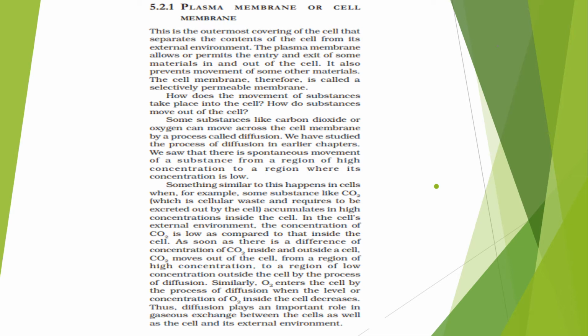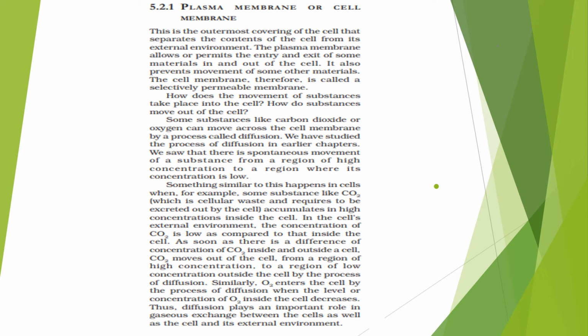Carbon dioxide and oxygen can move across the cell membrane by a process called diffusion. So here, students, remember that carbon dioxide and oxygen are gaseous materials. Whenever gaseous material goes inside the cell or outside from the cell, that movement into or out of the cell, we call diffusion. But in case of water movement into the cell, we call it osmosis. We have studied the process of diffusion in an earlier chapter.